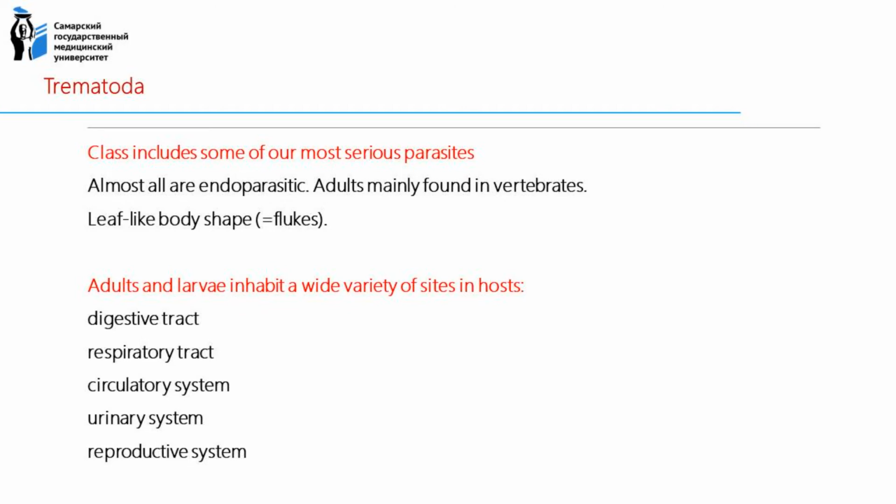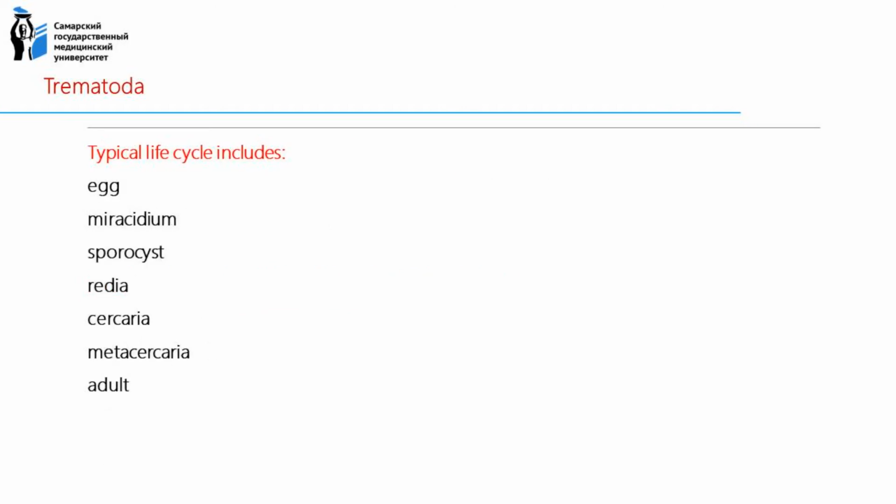reproductive system. Trematodes typically have a complex life cycle with one or more larvae occurring in intermediate hosts and adults in definitive hosts. Adults are typically parasitic in fish or other vertebrates. They have 1 to 5 larval stages occurring in intermediate hosts, usually a mollusk.